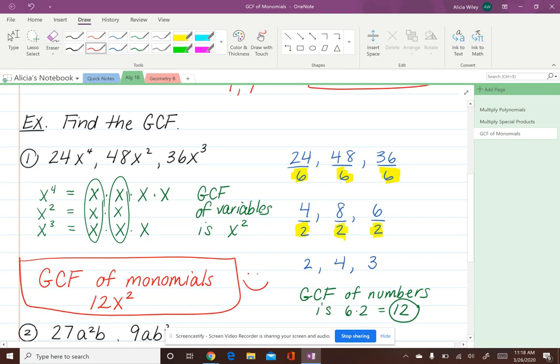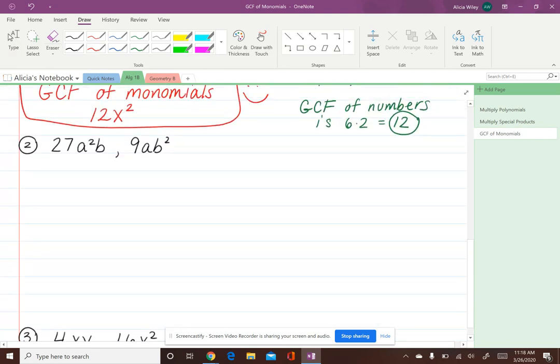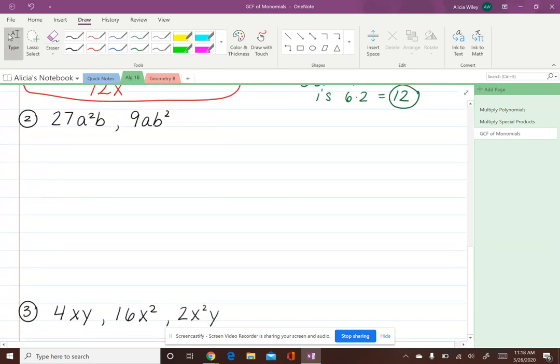Yay! So I have one here, another one here. This one's a little different because it has 2 variables. Okay, so I want you to take a minute, pause this video, and think about what is the GCF of 27 and 9. Okay, you should have come up with the GCF of the numbers 27 and 9 is 9. That is the biggest number that goes into both of them.